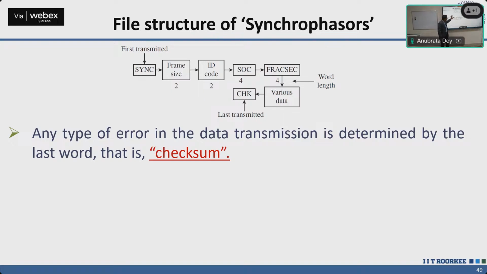So there we have seen that whenever any PMU wants to send the data to PDC, the PMU initializes with this command, synchronization, right. Below this square box I have written some numbers which show the word length of each command. And then you have the frame size, which is going to decide the length, the IP address, the ID code.